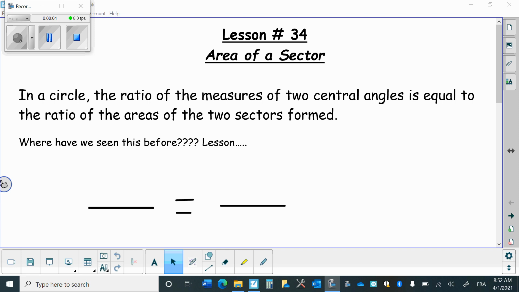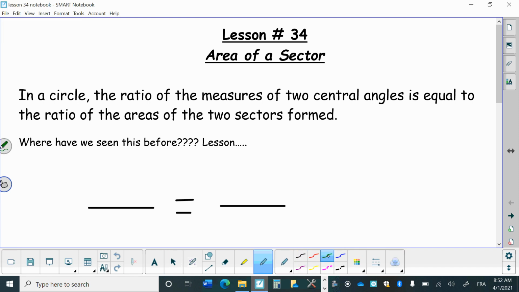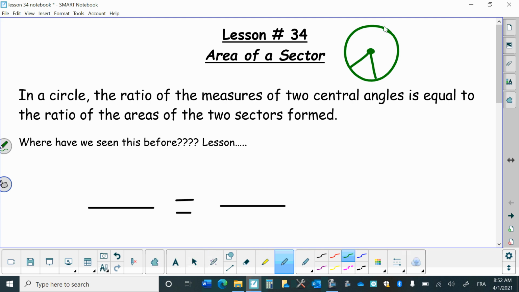Lesson 34 is really area of the sector. Now we've done arc, which we know is I have my center, I have a radius and a radius, and really my arc was this. It's the same formula, but now we're going to look at area of a sector. So like the cheese and not the crust of that pizza.